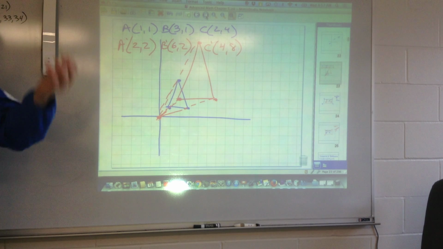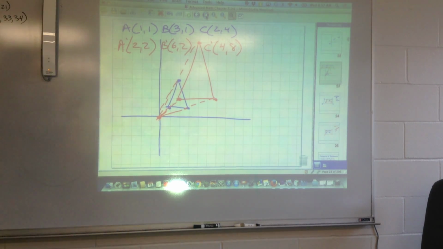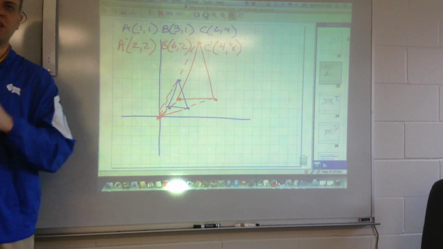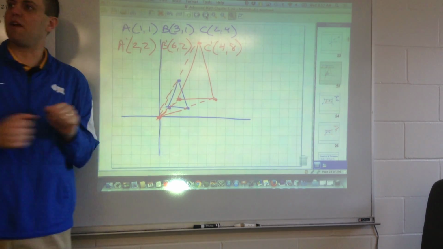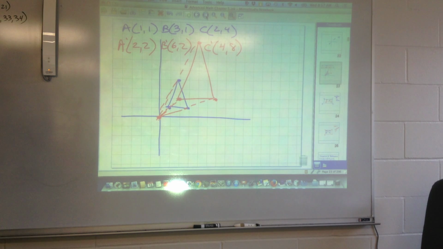Multiply something by 2, it gets bigger. 3, it gets bigger. 4. So any number bigger than 1. If your scale factor is a number bigger than 1, your new image is going to be bigger. If your scale factor is between 0 and 1, it's going to get smaller.